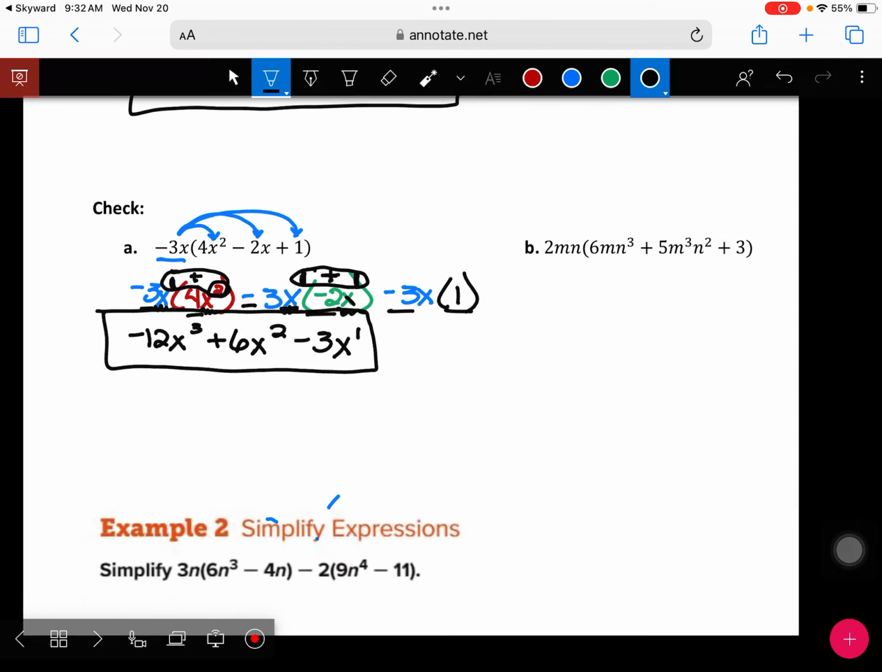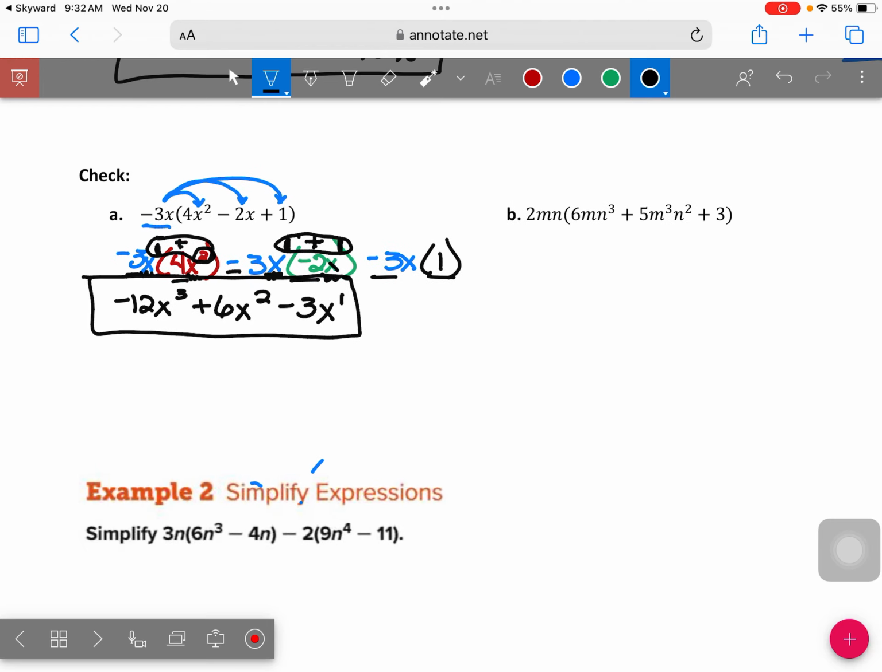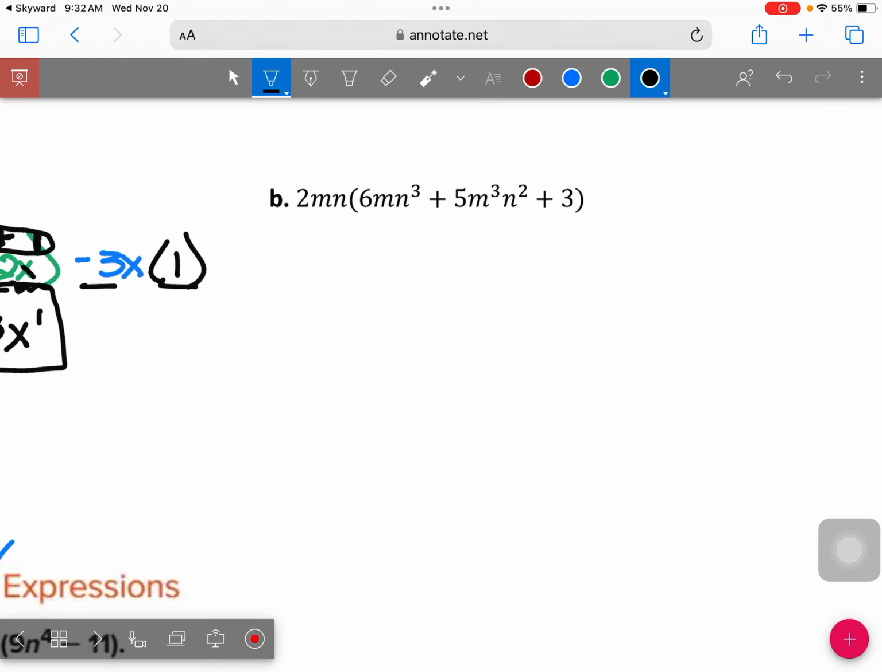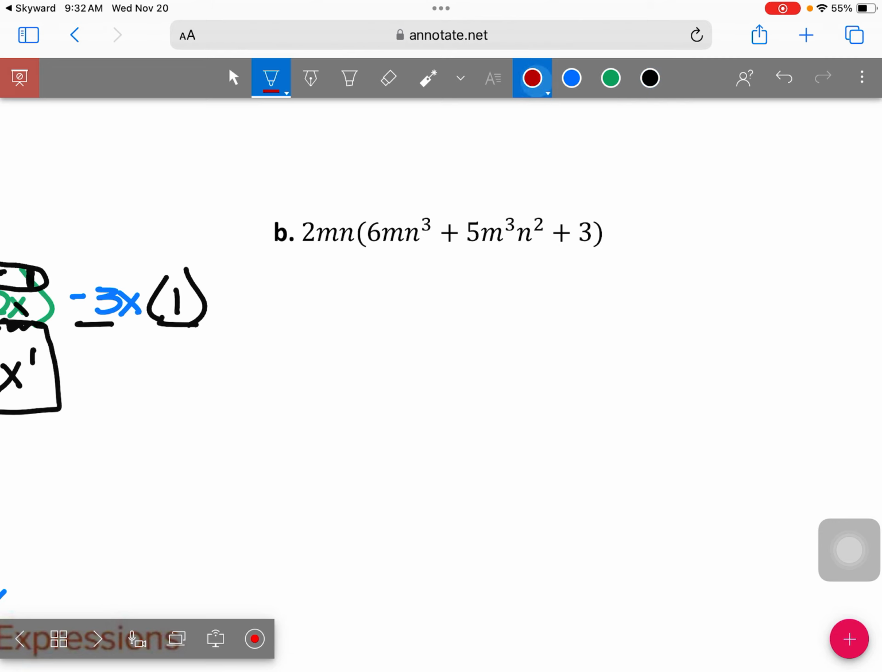Okay. All right, let's do B together. So 2mn gets distributed with everything on the inside, and this is actually distributive property.